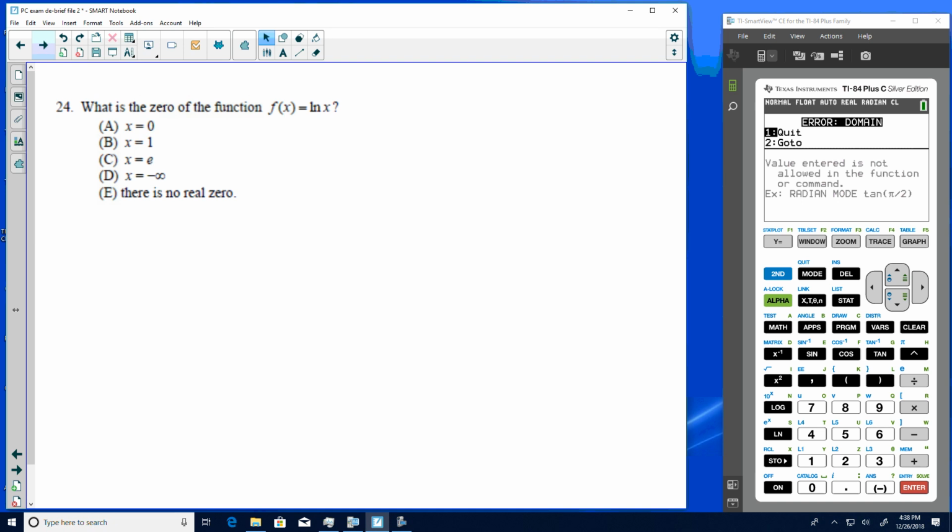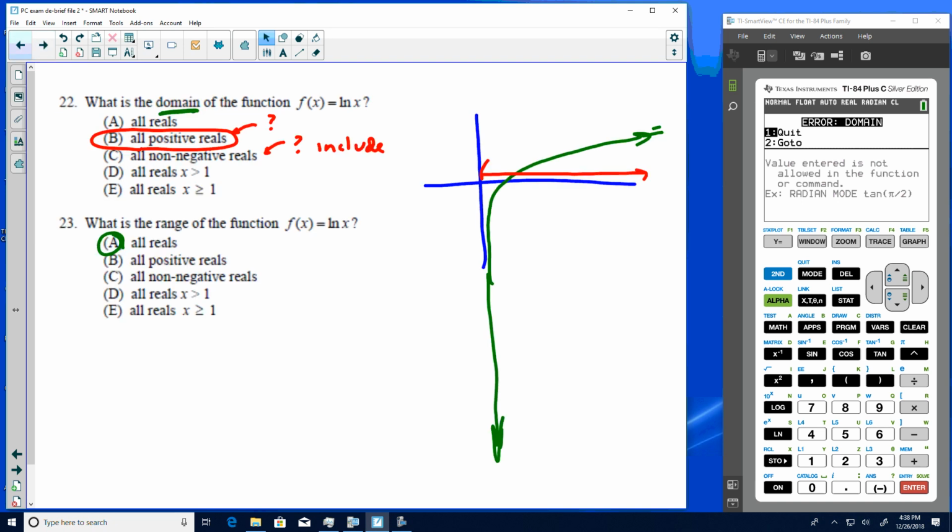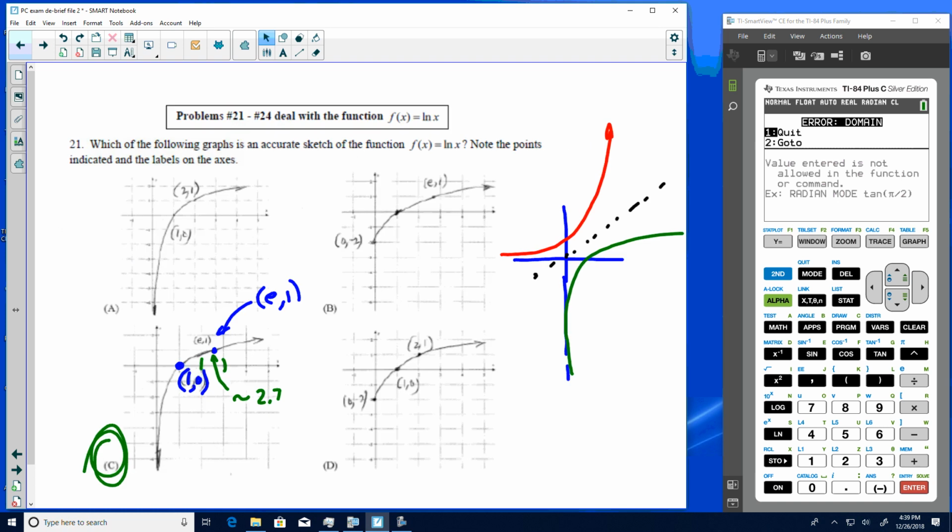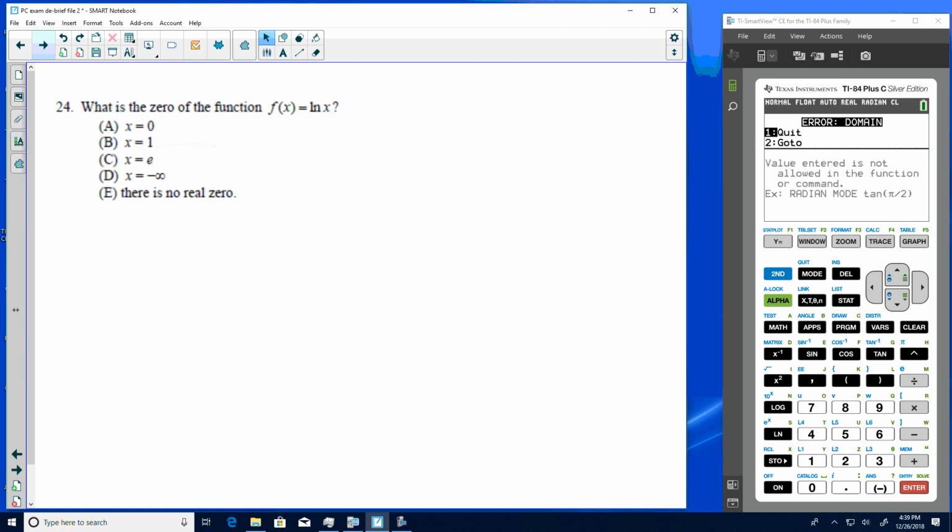24, what's the 0 of the function? Well, again, here's the picture, right? The 0 is the x-intercept. And in fact, all the choices that you had, they all had an x-intercept of 1, right? So every choice that was given here, even the wrong ones, went through the point 1, 0. So this one here should have been easy. The 0 of the function is the x-intercept of the graph, and that's x is equal to 1.